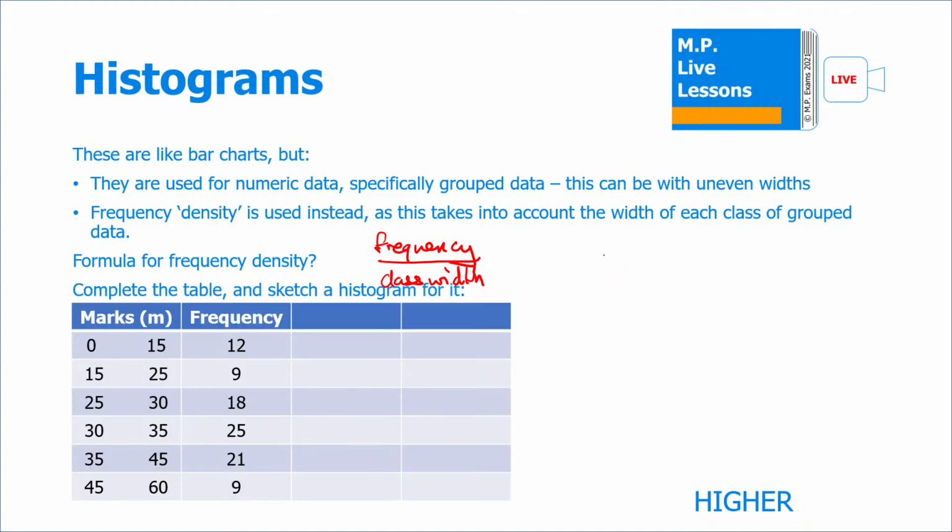In this case, we'll use some data from a table, and we'll just write the class width, which I'll write as CW, and then the frequency density is FD. So the class width for the marks in this first one is 15. I'll write the rest out. Then we do the frequency divided by the class width.